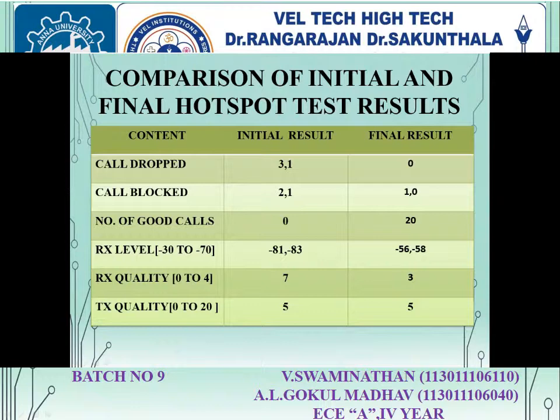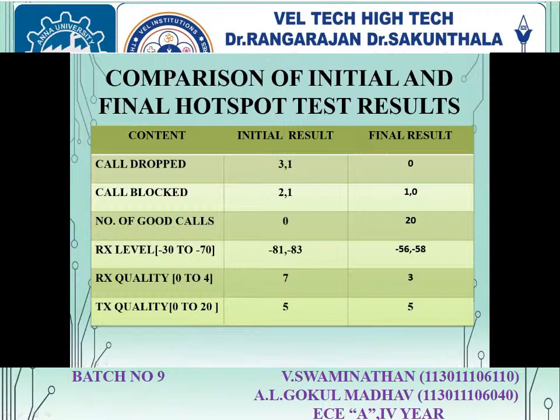Generally the RX level should be -32 to -70. Here initially we obtained -81 and -83. Later it is improved. Initially the number of call drops is 3 and 1. Later no call drop. Call block is also like that, only 2 and 1. Later no call block is there. Number of good calls initially 0, final 20 good calls. The great thing.